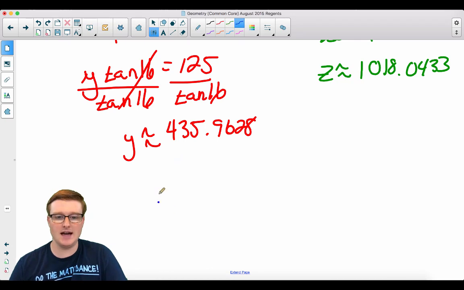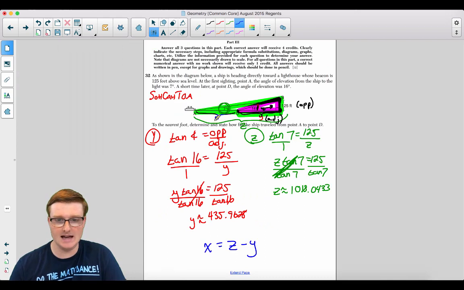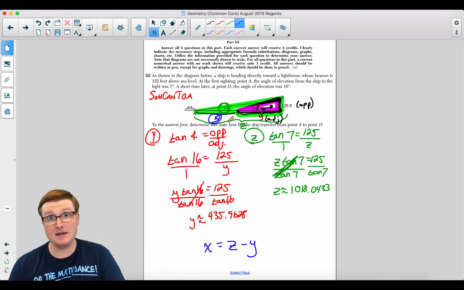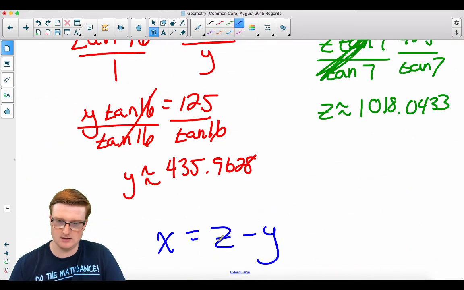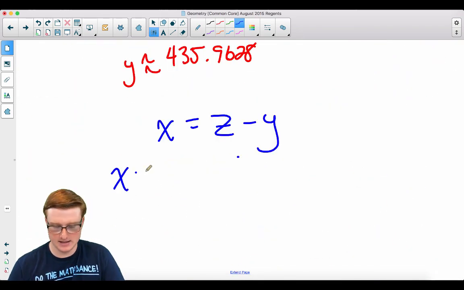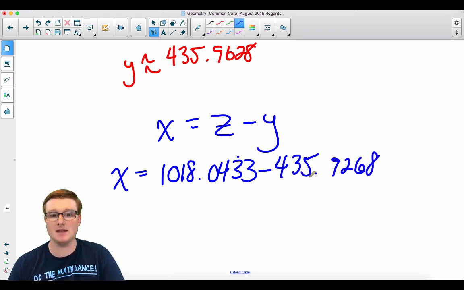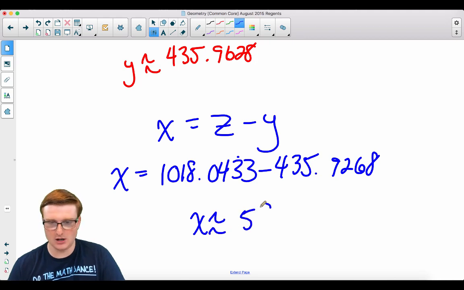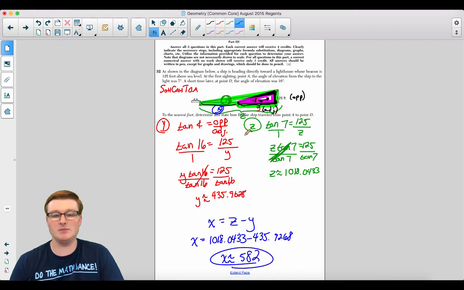Now, to find the distance of X, X is equal to the Z value minus Y. To calculate that little guy right there, it's the big piece minus the little piece. So that is going to be X is equal to 1018.0433 minus 435.9268. And that will give you approximately 582 feet. It says round to the nearest foot. That is your answer, ladies and gentlemen, 582 feet.